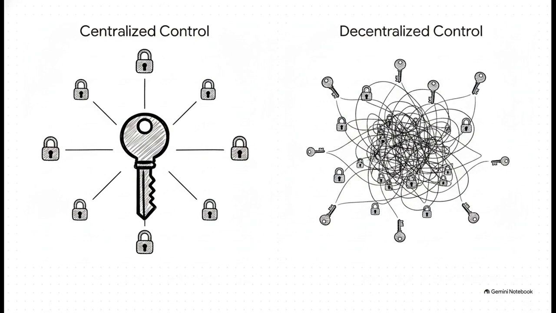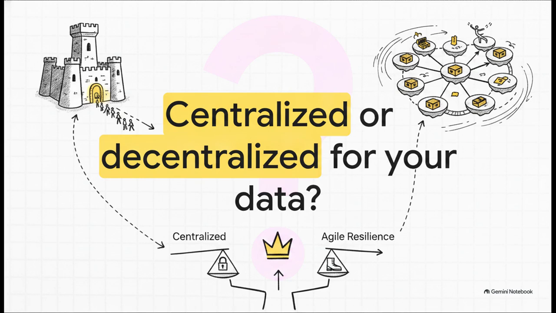Decentralized systems, on the other hand, distribute that control much closer to the actual resources. This gives you higher resilience and greater autonomy, but it definitely makes coordinating security policies a lot more complex. Which brings us to a really critical decision for your own security blueprint. You have to weigh that natural friction between absolute consistency and agile resilience. Based on your organization's size, its geographical spread, and your specific performance needs, would you choose a centralized brain or a decentralized system to secure your data? There is no one-size-fits-all answer here, only the architecture that fits your unique needs.